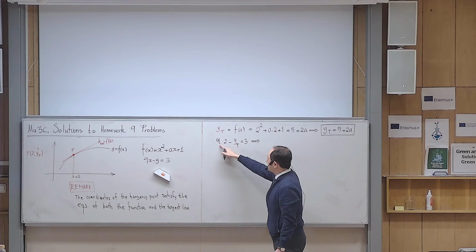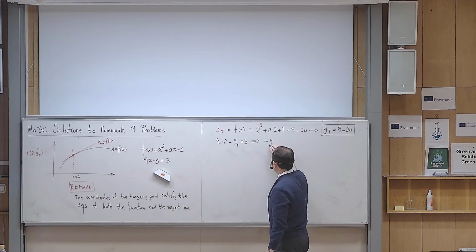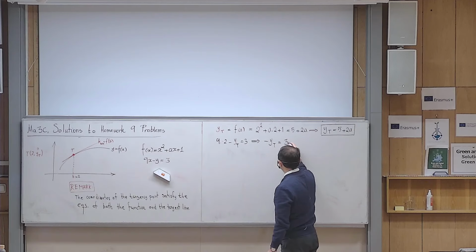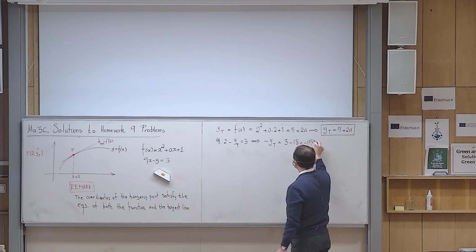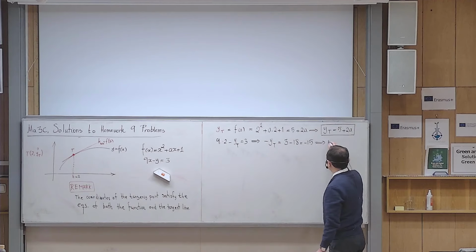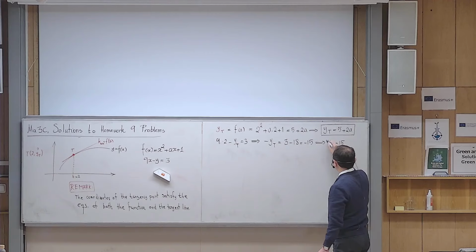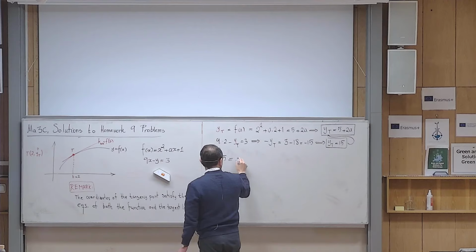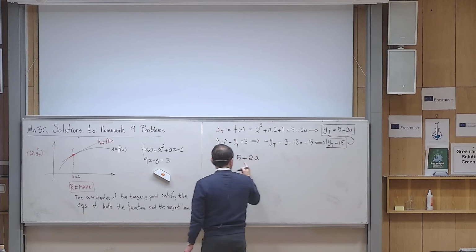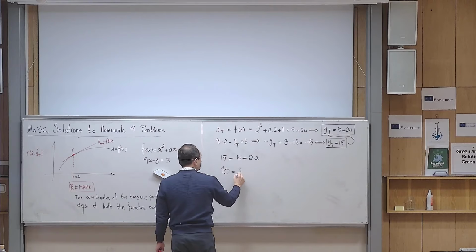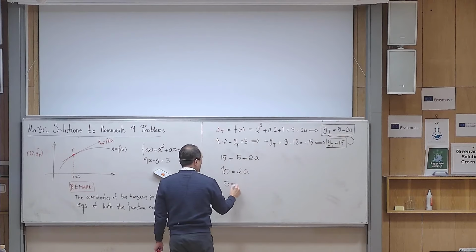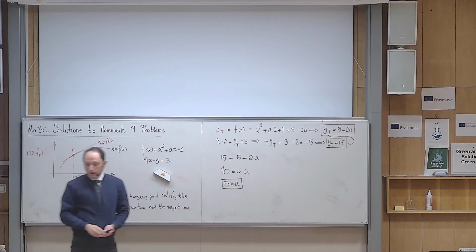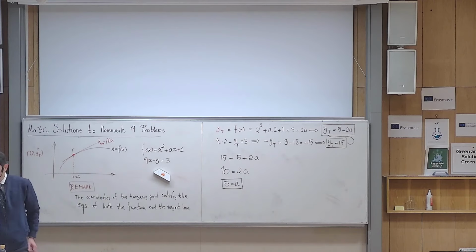9 times 2 is 18. I move it to the other side. So minus y_T is 3 minus 18, which is minus 15. So it means y_T is 15 itself. Okay? And then I put it back here. So 15 is equal to 5 plus 2a. I move it to the other side. 10 is equal to 2a. And then again, you see 5 is equal to a. And that is also the correct answer. And here we really didn't use the idea of derivative at all.